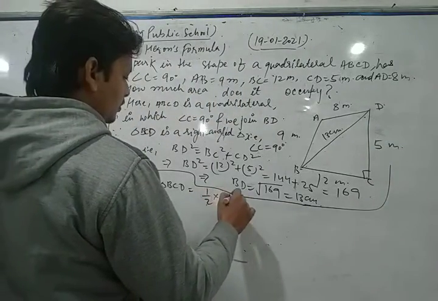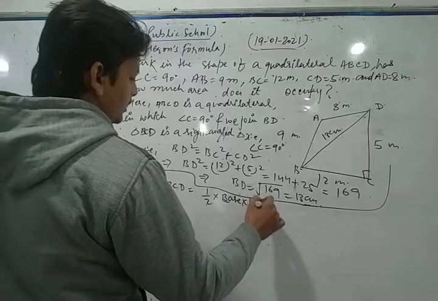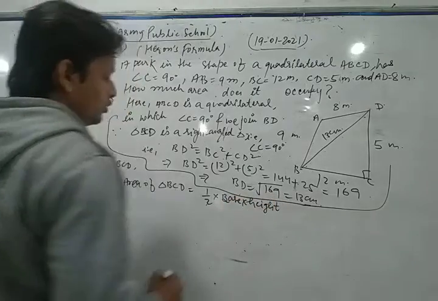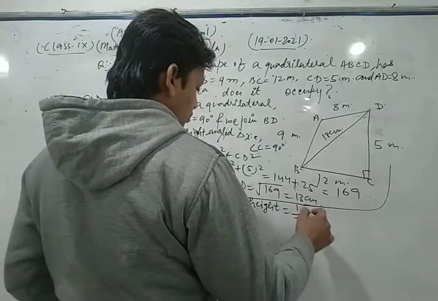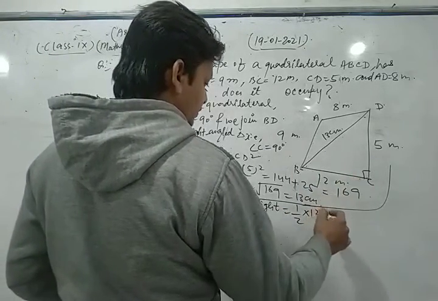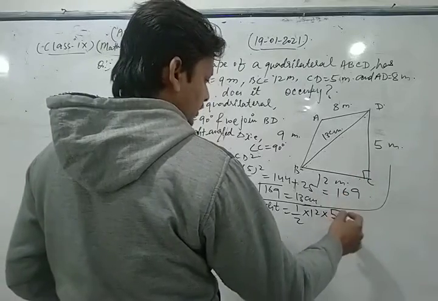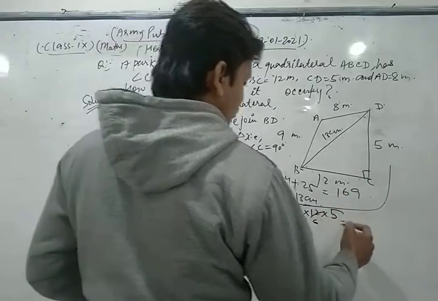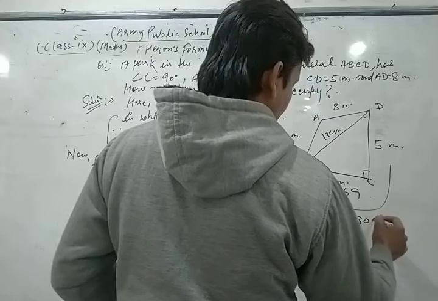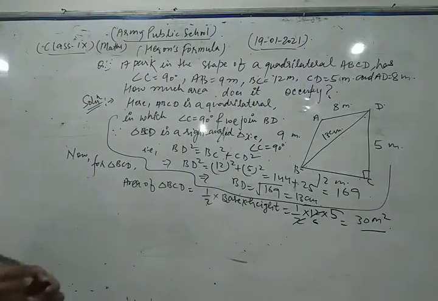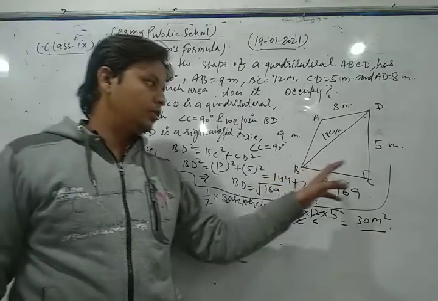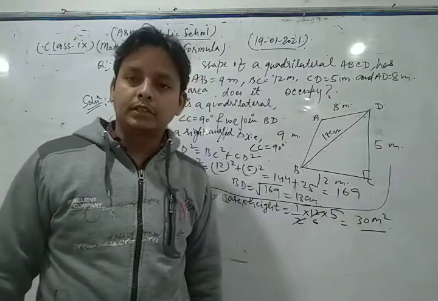It is 1/2 into base into height. Now let's see. So we write 1/2. This base is 12 and height is 5. Now 2 sixes are 12, so 6 fives are 30 meter square. So 30 meter square is the area of triangular region BCD of the park.